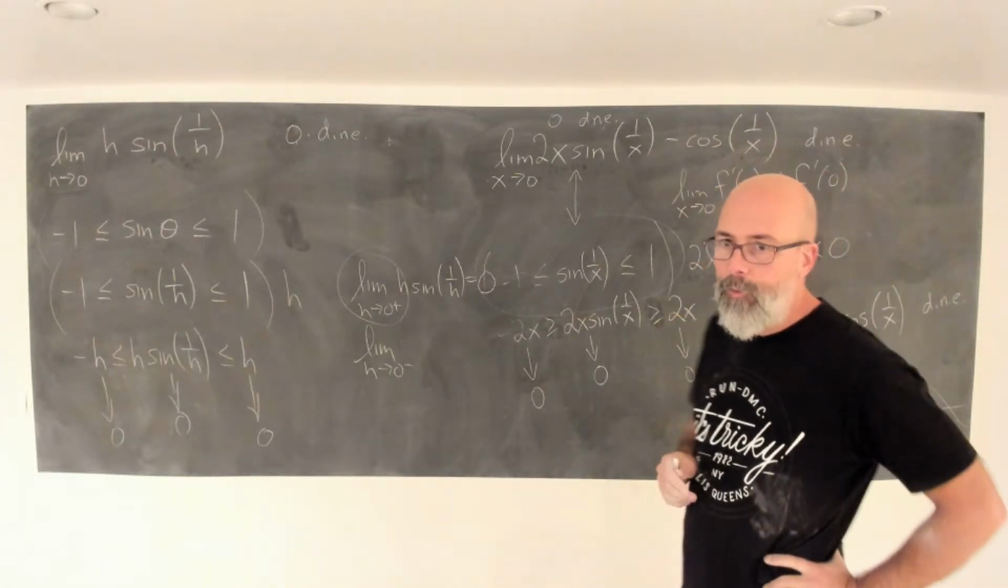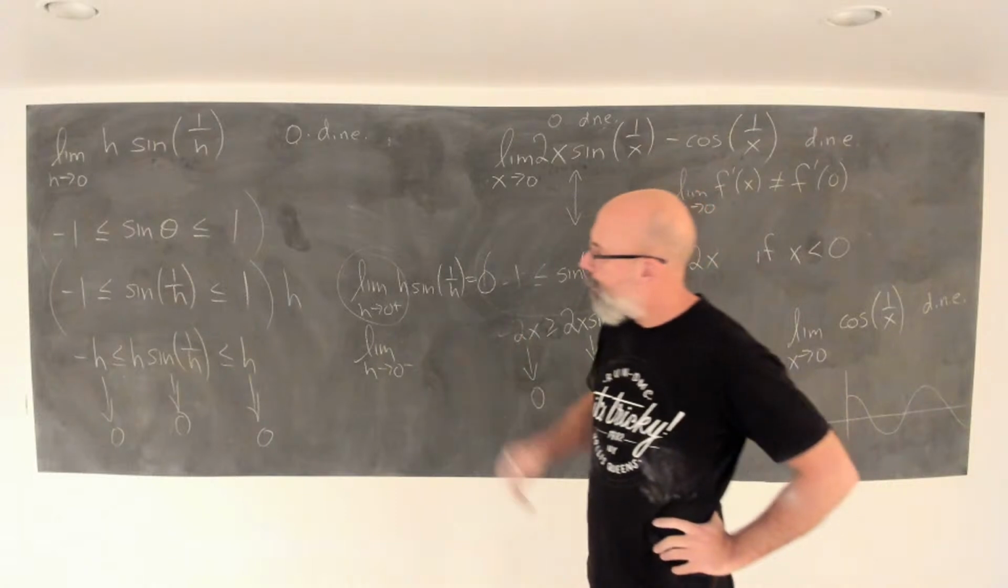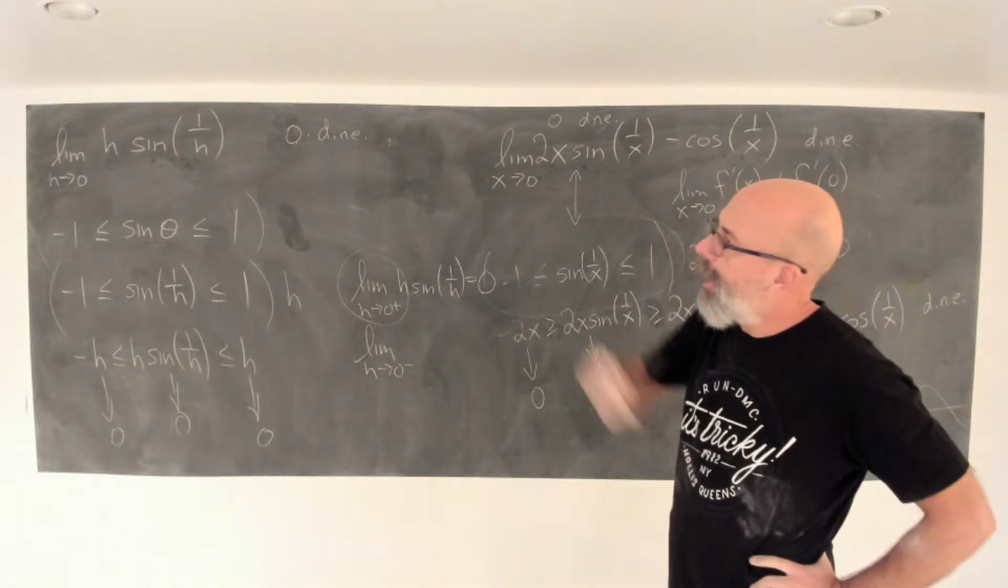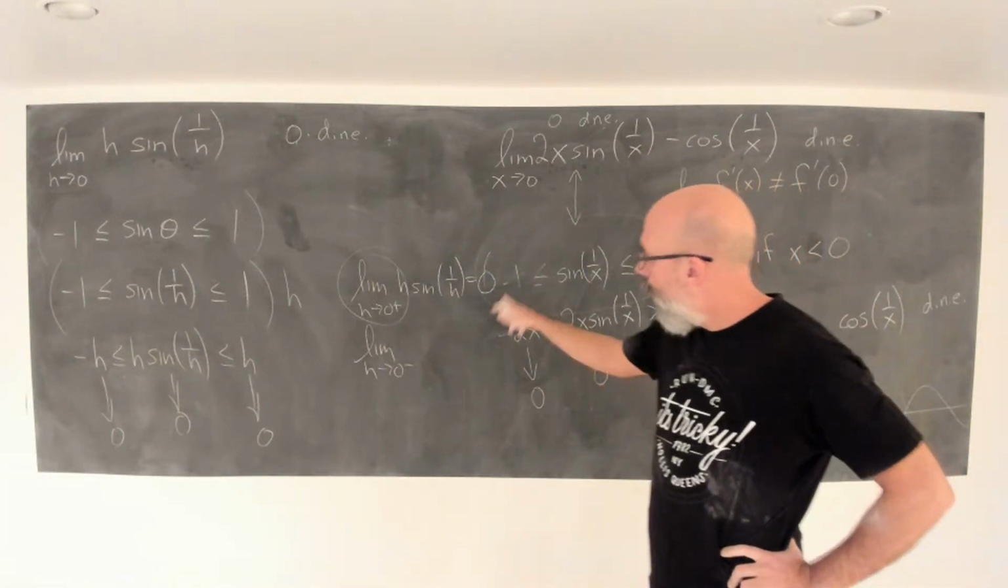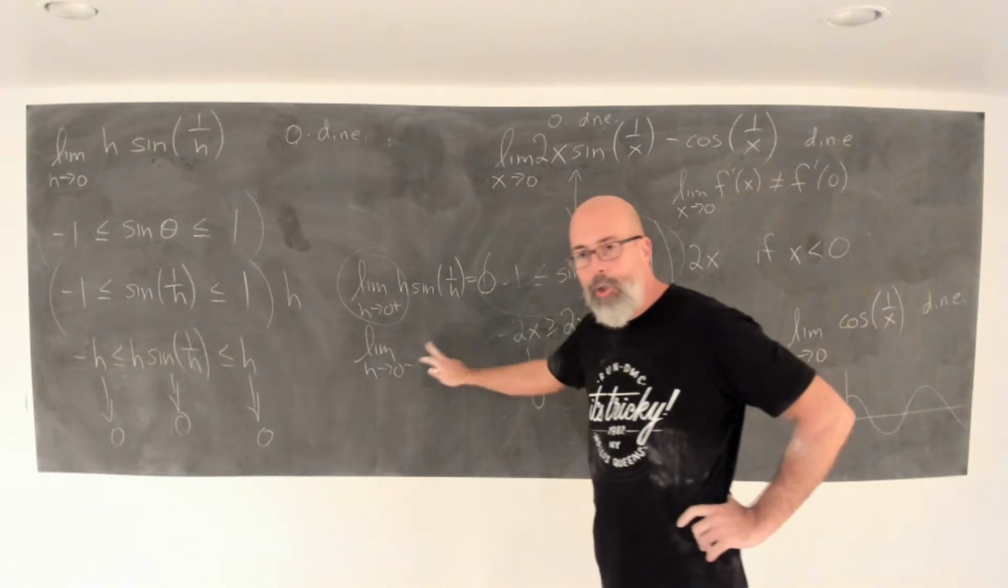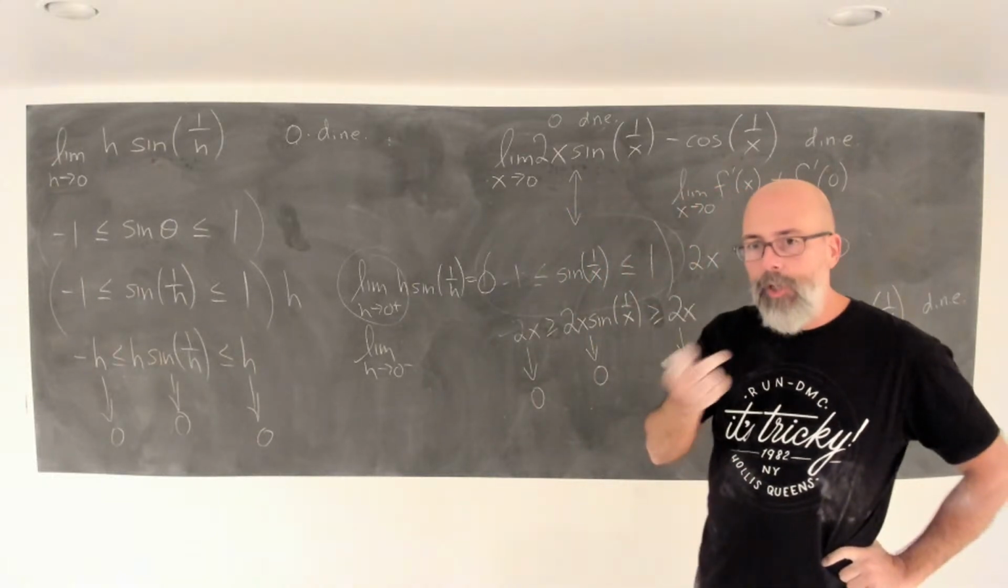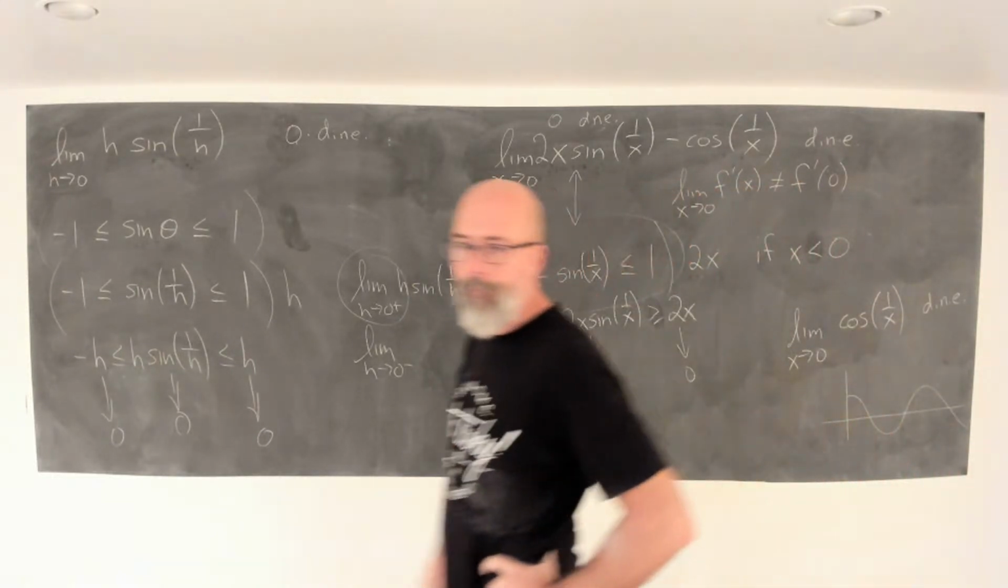And as Matthew points out, if the limits did not agree, then the actual limit would not exist. But limit from the right is 0. I'll let you work out the limit from the left, but it does turn out to be 0 as well.